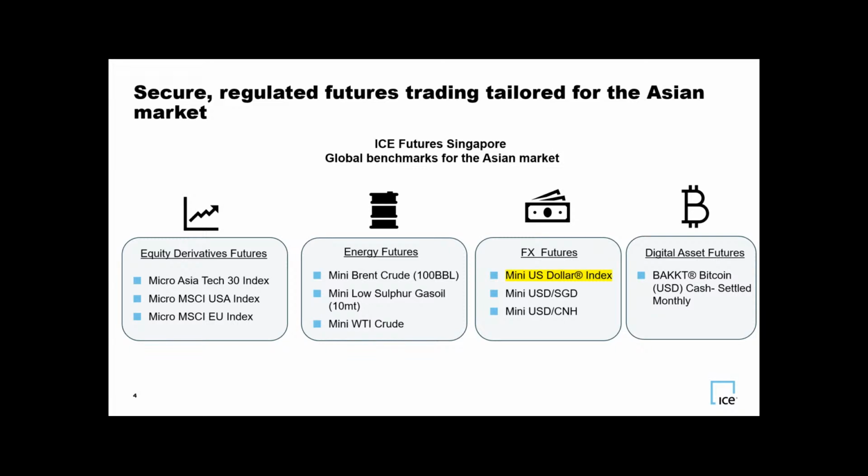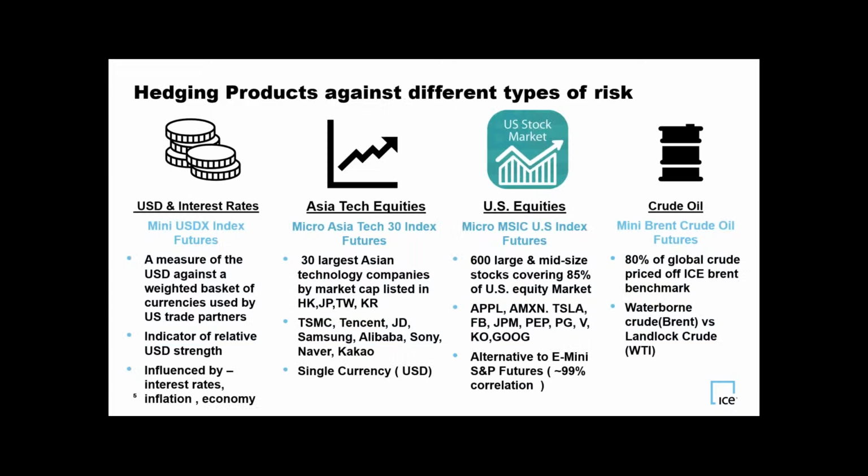We have some FX products which are very popular. Like I said, the US dollar index is on ICE Futures US. We have a mini version, which is 1/5 the size, on ICE Futures Singapore. We have two more Asian-centric ones. One very localized one is the mini US dollar Sing FX futures contract. We have a dollar CNH contract as well. And we also have a digital asset future, which is one Bitcoin cash settled futures contract. All these products provide you with different ways to manage different types of risk.